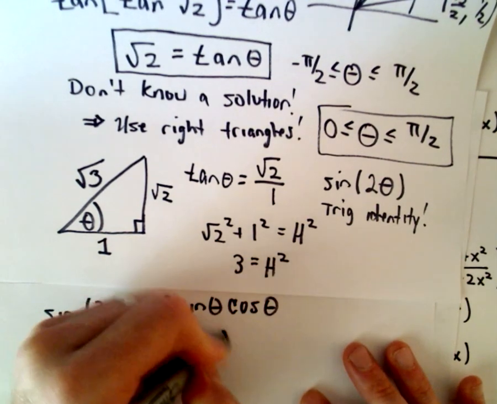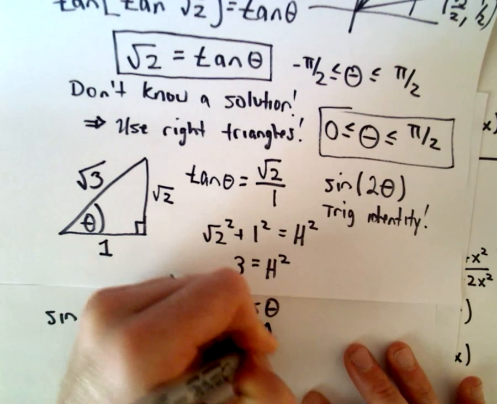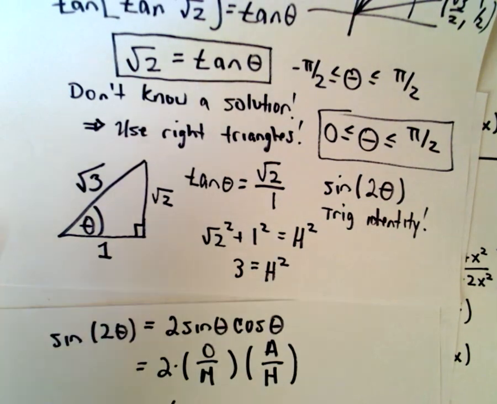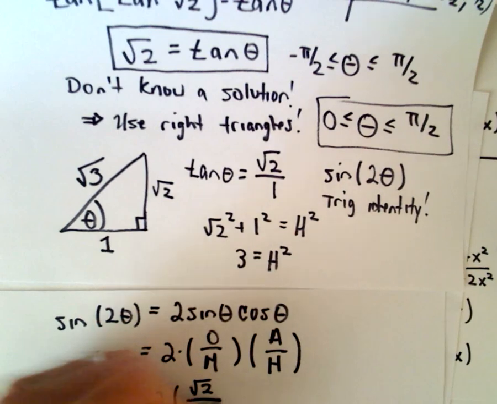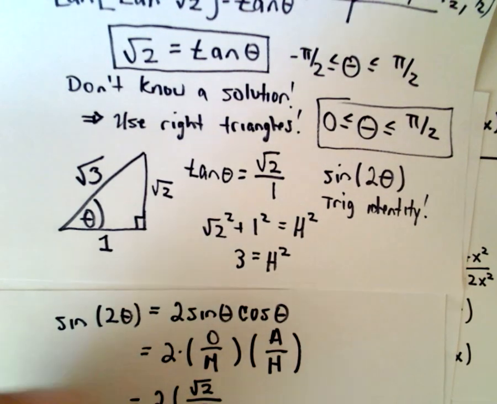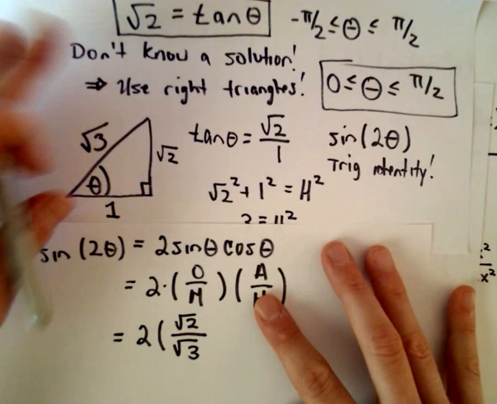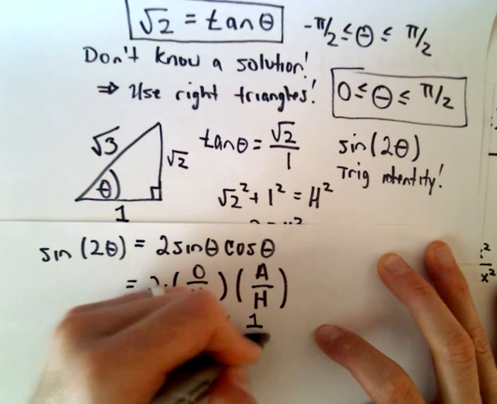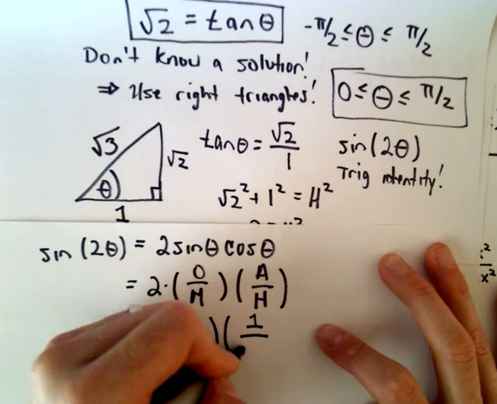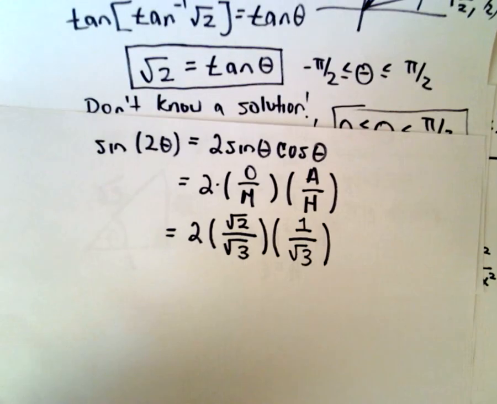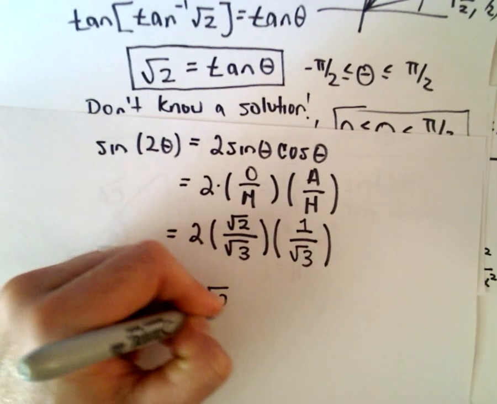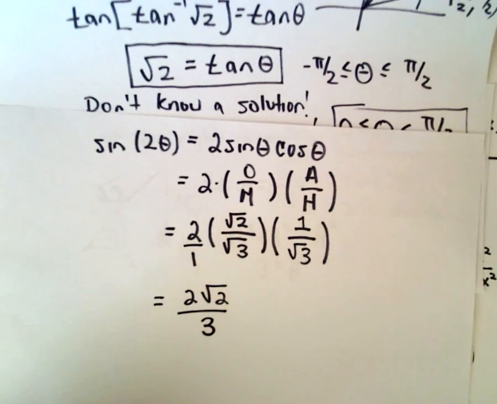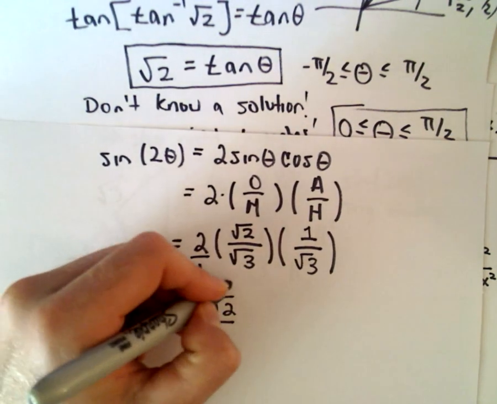So let's see. Sine is the opposite over the hypotenuse. Cosine is the adjacent over the hypotenuse. The opposite from our angle would be the square root of 2. The hypotenuse is the square root of 3. The adjacent side from our angle is just going to be positive 1, and again, the hypotenuse is going to be the square root of 3. So if we multiply, we're left with 2 times the square root of 2 in the numerator. And then we have the square root of 3 times the square root of 3, which is just going to give us positive 3.